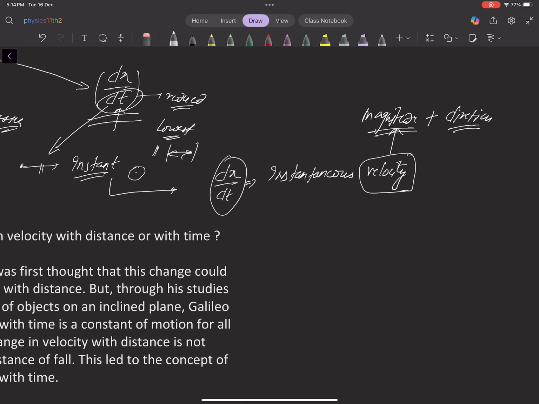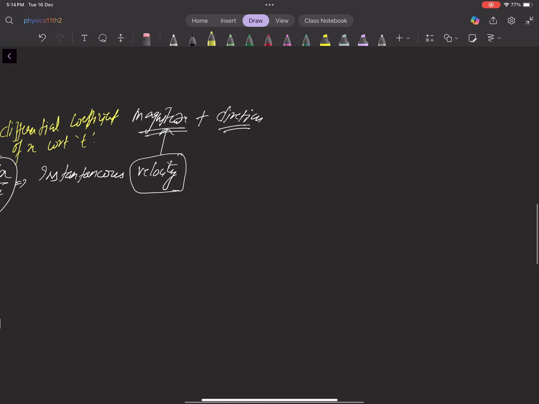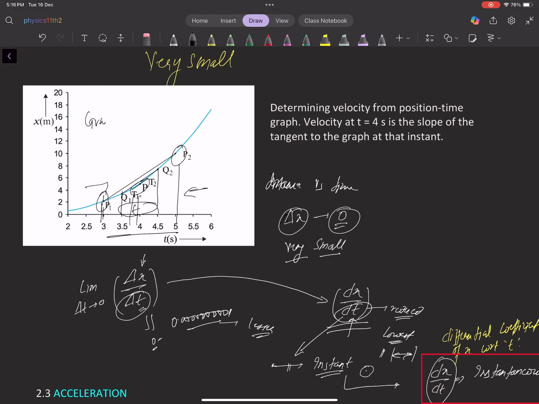So this is also called the differential coefficient of x with respect to t, and it is the rate of change of position with respect to time at that instant. So this is the graphical method.